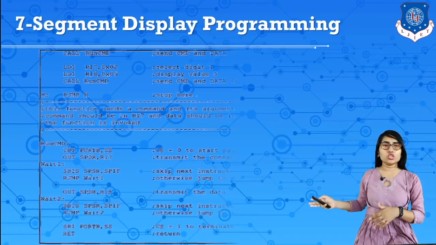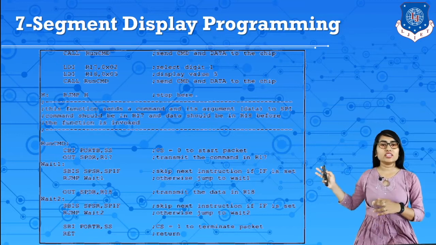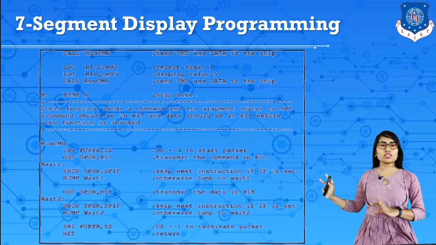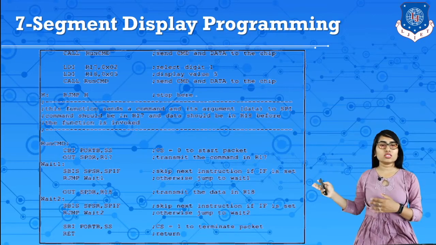Now after displaying the value 7, the program continues over here. So it will again send the command and data to the chip and select the digit. Okay, select the digit and display the value 5. So first it displays the 7, then it displays the value 5, and this is how we can send the command and data.